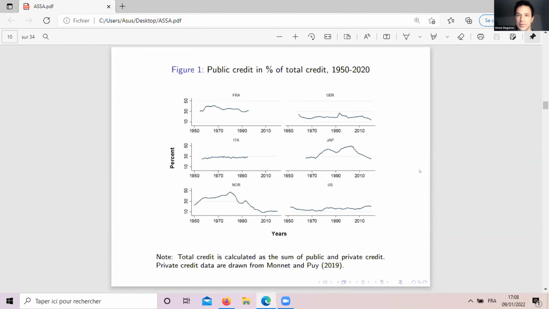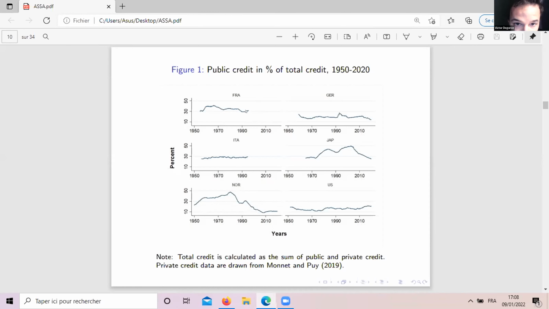Anyway, let's have a first, quick look at the data. This shows public credit as a percentage of total credit, 1950 to 2020, for the six countries of my database. Total credit is calculated as the sum of public and private credit. Two first things to say: for France and Italy, you obviously see a gap after 1994. This is due to a reform of the financial system, and the central bank stopped collecting data on public intermediaries. I'm currently filling the gap, but it's a bit tricky. So I don't have a series yet. What I have are rough estimates.